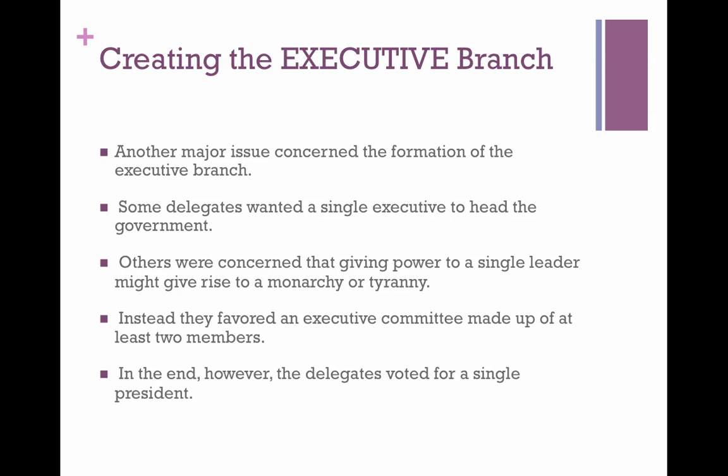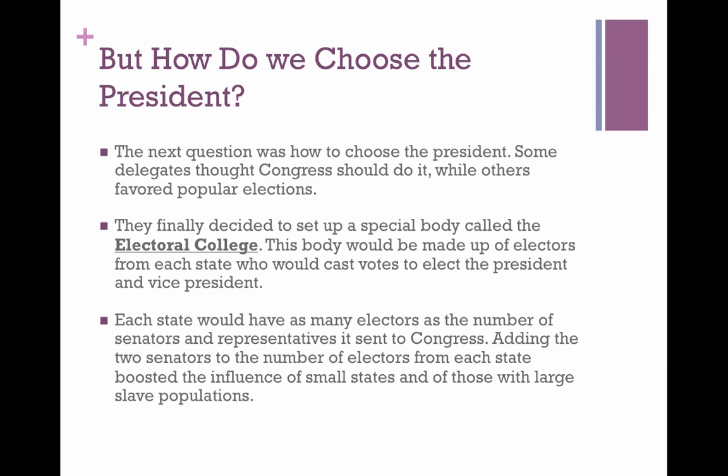Okay, so then let's look at the creation of what would be known as the executive branch of government. Some delegates wanted a single executive to head the government, while others were concerned that giving power to a single leader might give rise to a monarchy or tyranny. So instead, they favored an executive committee made up of at least 2 members. In the end, though, that didn't pass, and the delegates voted for a single president.